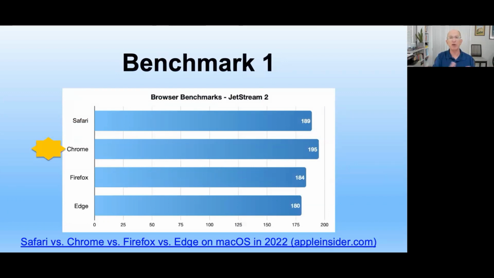This is a benchmark that I found. It's called Jetstream 2. You can see Chrome came out the best. There's a score of 195. This was run on a Mac in 2022 by Apple Insider. The link is below there. But Safari is not far behind at 189. Firefox is 184 and Edge is at 180. If you run this 2 months later, it might be a little bit different because there's always updates coming out for web browsers, their software.